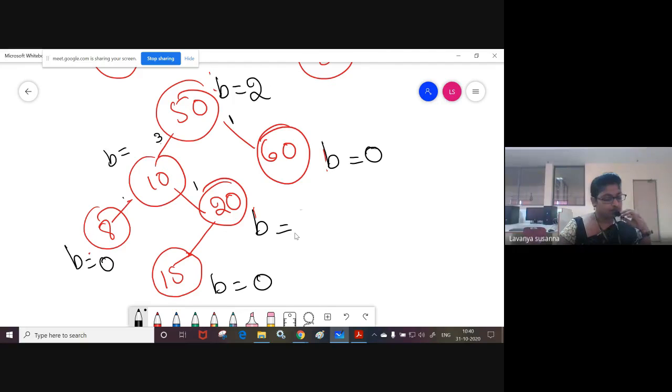3 minus 1 is 2. Next, coming to 10, the left subtree height is only one link, and on the right there are 2 links. 1 minus 2 is minus 1, so B equals minus 1. Next at 20, the left subtree height is only 1, there is only one link. In the right subtree there are no children, so 0. 1 minus 0 is 1. See, B equals left subtree height minus right subtree height.